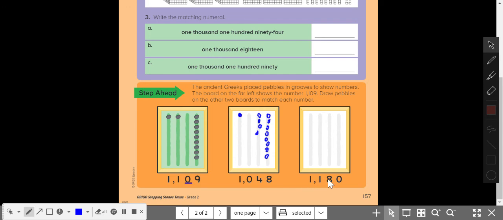My last number is 1,180. So 1,100 and then 8. So 1, 2, 3, 4, 5, 6, 7, 8. And then I don't have any in the ones place. There's a 0 there. So I'm done. Now you're going to try this on your Google Doc, on your Google Slides doc.